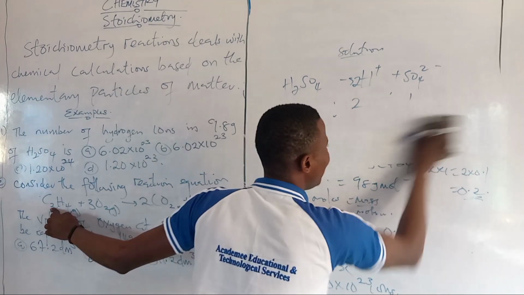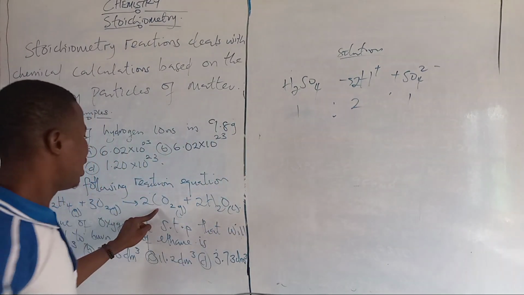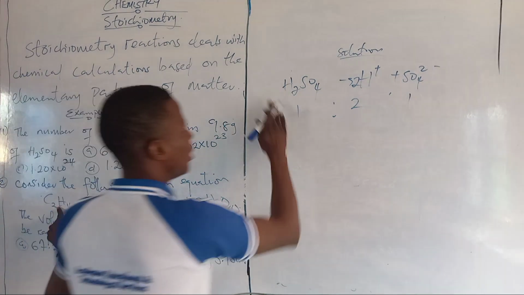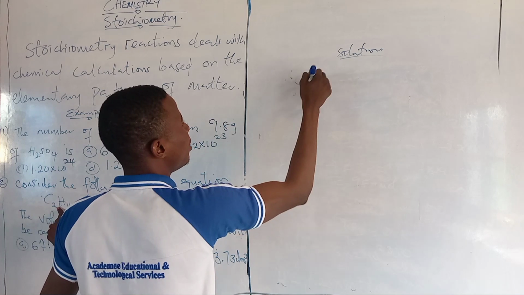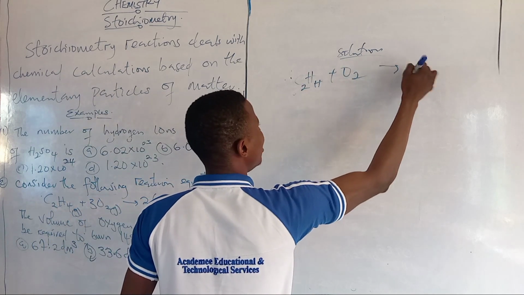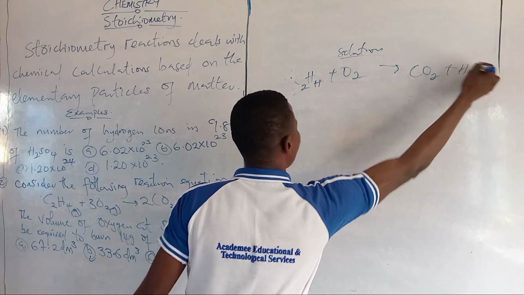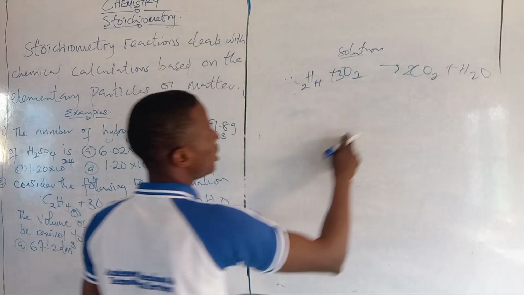So the second question, consider the following reaction equation. This one is ethane. So ethane is burning in oxygen to give us CO2 and water. Already we are doing the balanced chemical equation, which is C2H4 plus O2 going towards CO2 plus H2O. We have 3 here, we have 2 here, which means this equation is balanced.